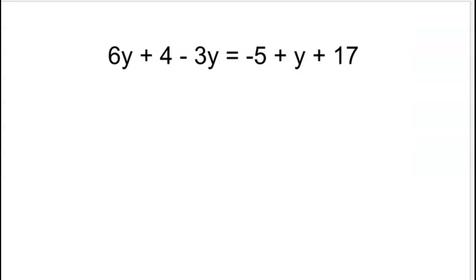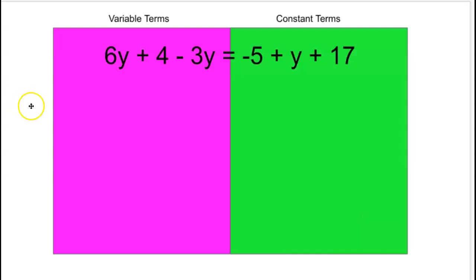All right, let's look at another example. So this one looks a little more complicated, but it's not. We just have some terms we need to combine. So let's go ahead and look at it with our colors. So we talked about combining like terms earlier, and that's when you combine them on one side of the equation.